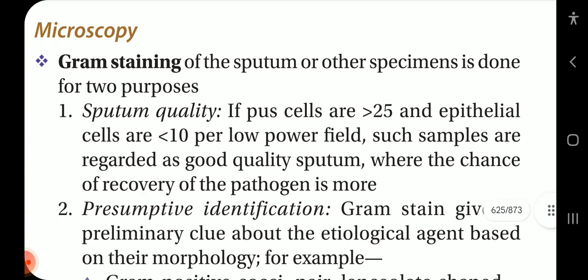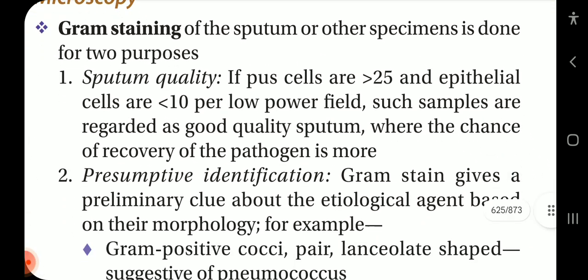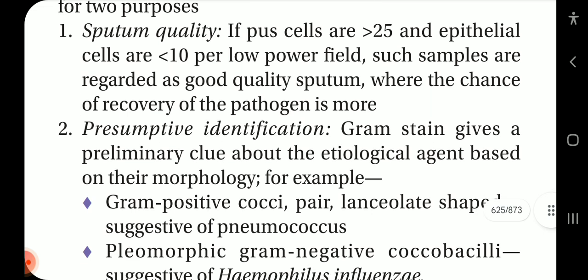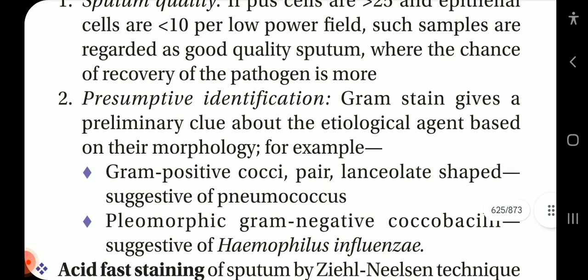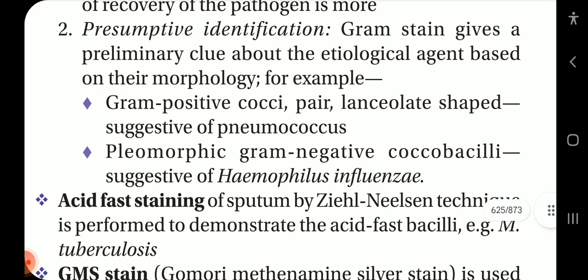Microscopy. Gram staining of the sputum or other specimen is done for two purposes. Sputum quality: if pus cells are more than 25 and epithelial cells less than 10 per low power field, such samples are regarded as good quality sputum, where the chance of recovery of the pathogen is more. Presumptive identification: Gram stain gives a preliminary clue about the etiological agent based on the morphology.